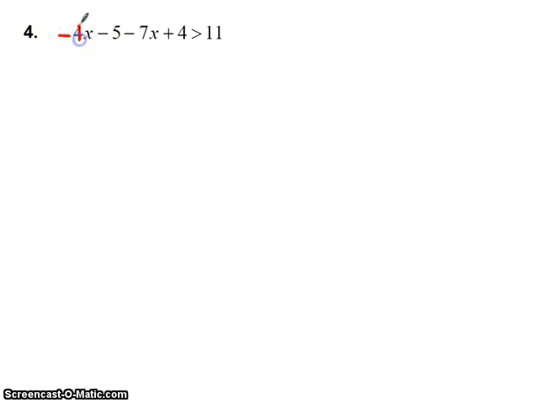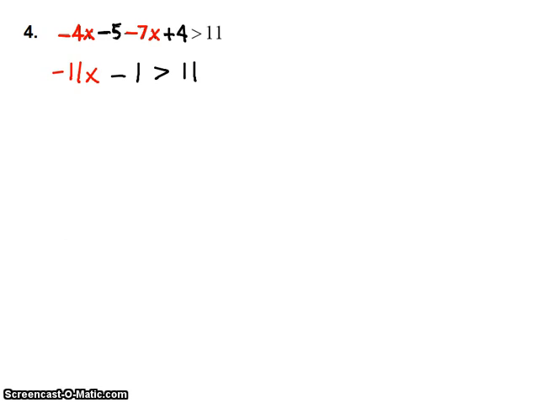We have like terms on the left side. And if I add these like terms, I have a minus 4x minus 7x. That gives me a minus 11x. And I also have a minus 5 plus 4. If you borrow $5, pay me back 4, you still owe me $1. And that's greater than 11.